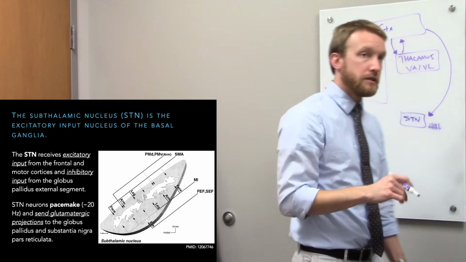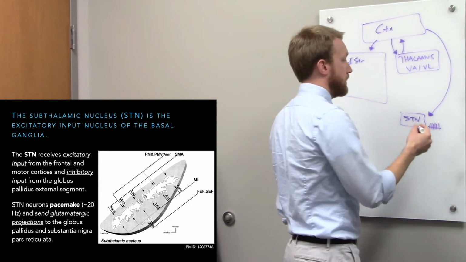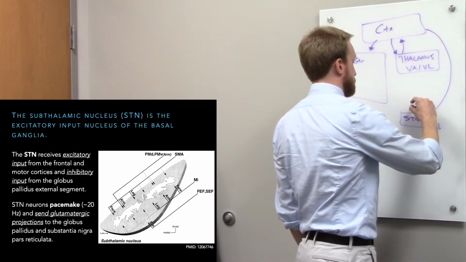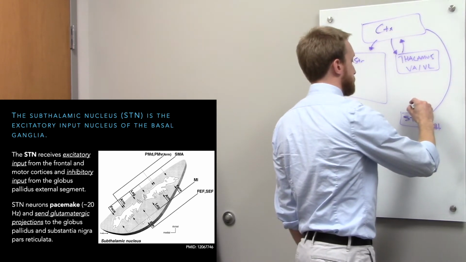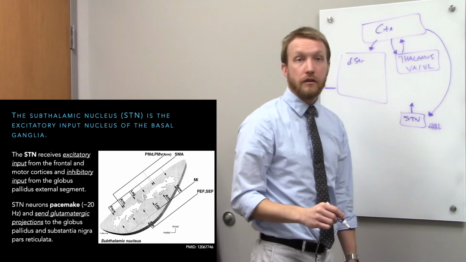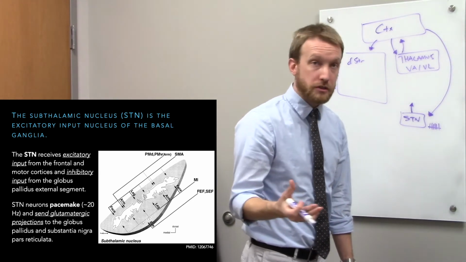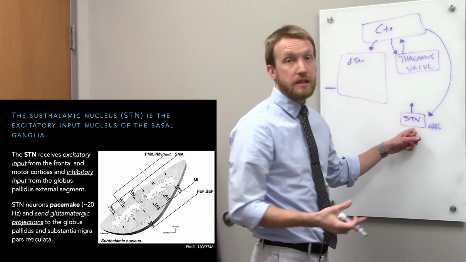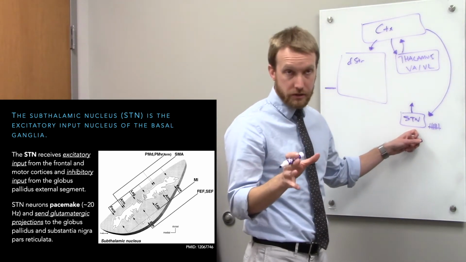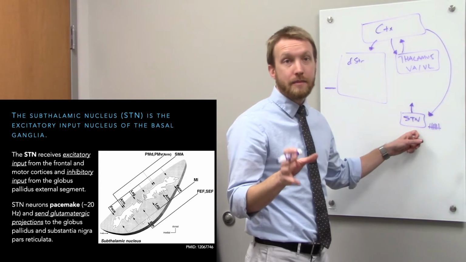The subthalamic nucleus is going to project to our output nuclei of the basal ganglia. So, we're going to have glutamatergic projections here. That's what's special about the STN. These are the only glutamatergic neurons that we're going to find in the basal ganglia.